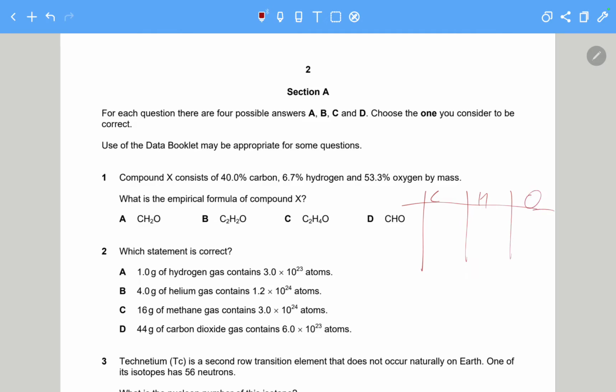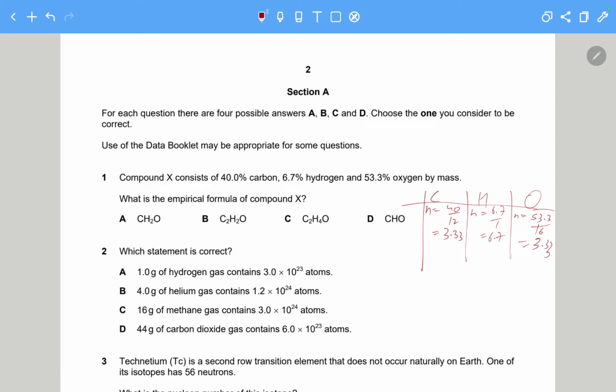And we'll assume that there are 100 grams of compound X. So that will make our calculations easier. So for carbon, the number of moles is equal to 40 over 12, which is equal to 3.33. For hydrogen, the number of moles is equal to 6.7 over 1, which is equal to 6.7. And for oxygen, it's equal to 53.3 over 16, which is equal to 3.33.